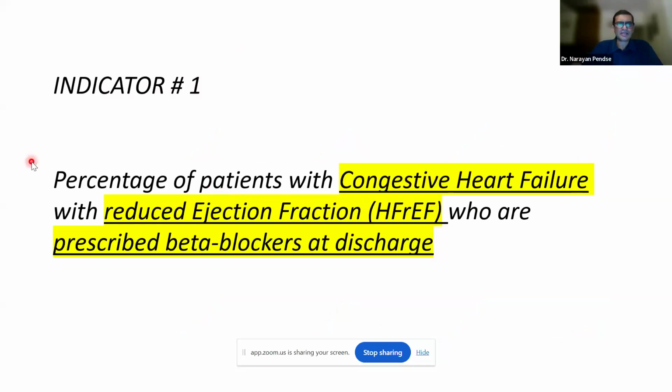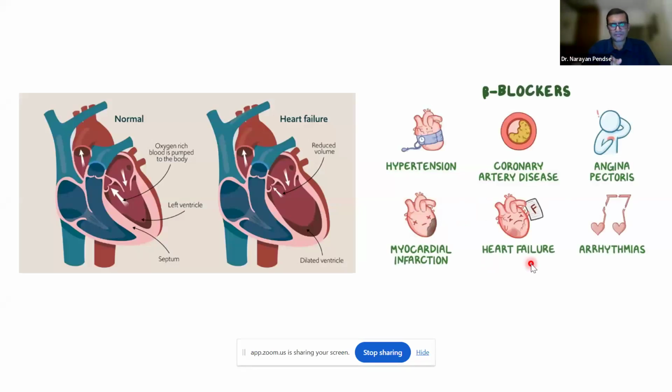So the first indicator is percentage of patients with congestive heart failure with reduced ejection fraction who are prescribed beta blockers at discharge. So the important text in this indicator I have highlighted for you: percentage of patients with congestive heart failure. Then there is a sub condition, even in this set of patients with reduced ejection fraction who are prescribed beta blockers at discharge. At discharge means obviously this indicator applies to admitted patients or inpatients.